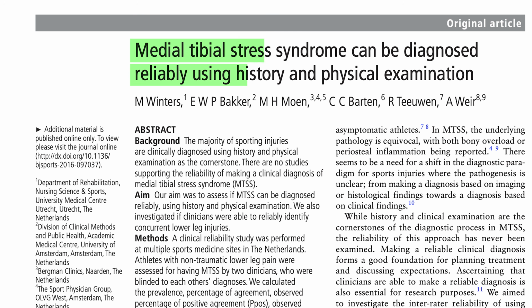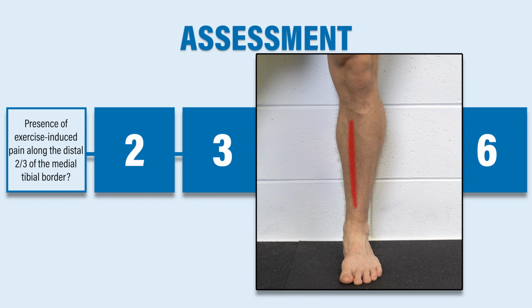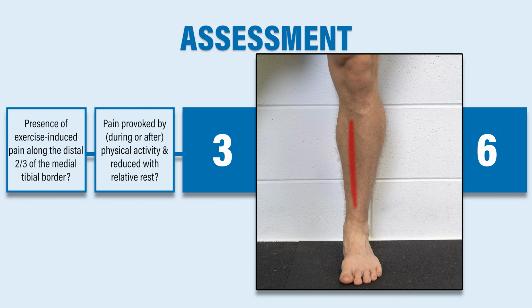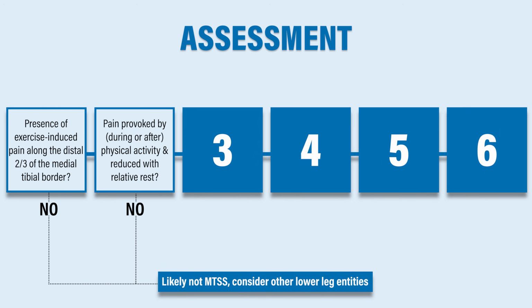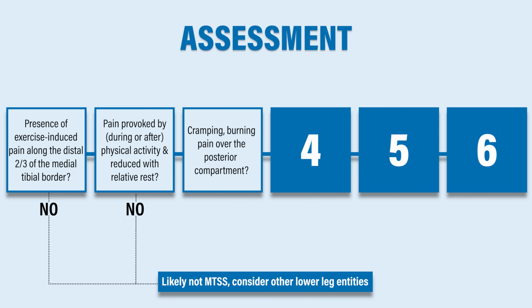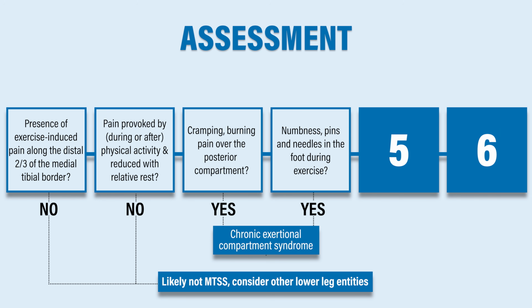A stepwise process for assessing the condition was developed by Winters et al. in 2017. Do you have pain with exercise along the inner portion of your shin? Is your pain worse with physical activity and better with rest? If you answered no to either of those questions, you probably don't have shin splints. Do you have cramping or burning pain in your calf? Do you have numbness or pins and needles in your foot during exercise?